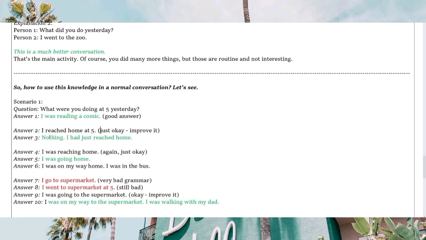Right, number 2, I reached home at 5. Okay. Instead of saying I reached home at 5, that's not the question. The question is, what were you doing at 5? Nothing. I had just reached home. I wasn't doing anything because I had just gotten home. So, I was reaching home. Okay. So I was going home. I was on my way home. I was in the bus. So these two, 5 and 6, are good answers.